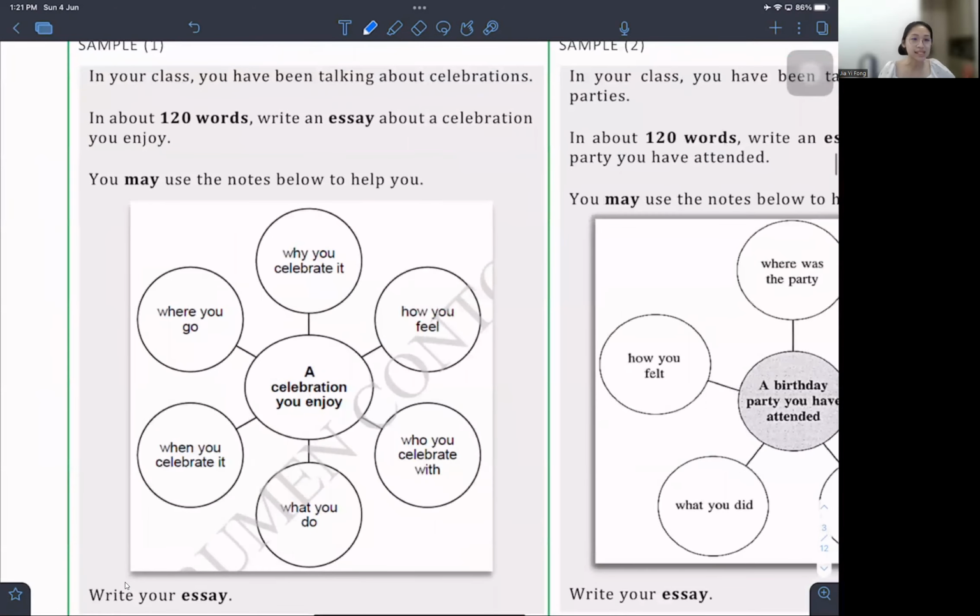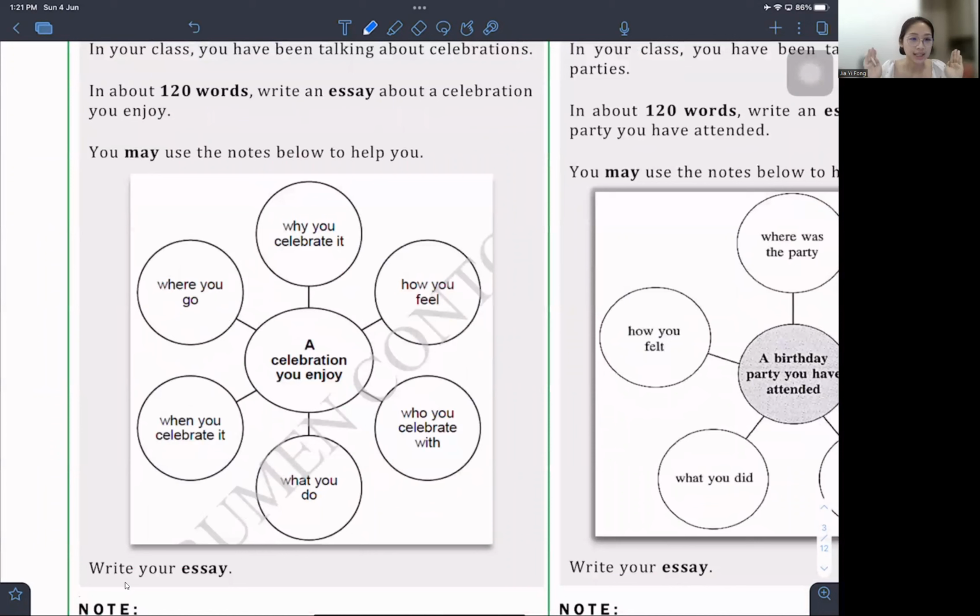Let's look at the first one, sample number 1. Right, so let's just look at this question. Okay, everybody come. Let's go through the question. Read the question, take out your highlighter, highlight your topic. Thank you, correct. Okay, everybody know very clearly, right? Stated here very clearly, your topic is a celebration you enjoy.